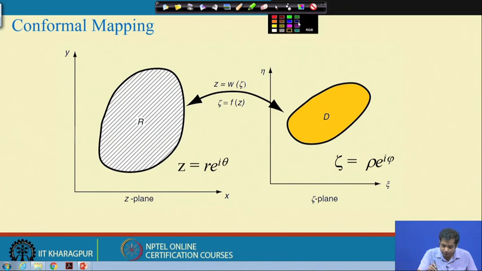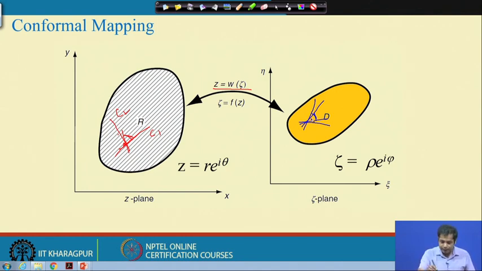With this map, what happens if we take any point here and take any two curves, say C1 and C2, and at this point we take two tangents, one tangent for C1 and another for C2? If the corresponding projection of that point in the zeta plane is this and the corresponding tangents are these, this angle will remain the same. So, that is conformal mapping.